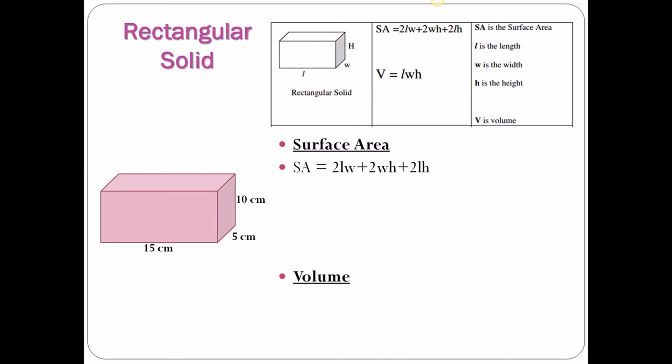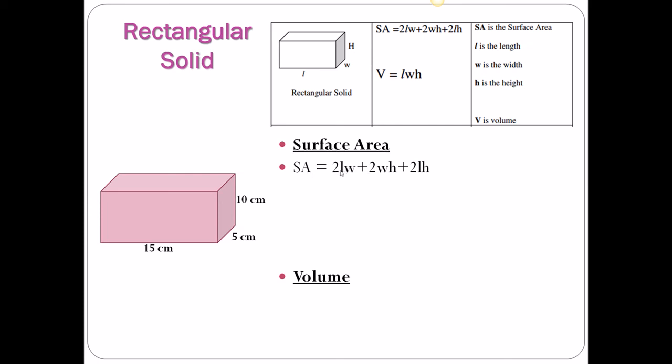Now, this formula may seem overwhelming because there's a lot of letters and it's long, but write it down. And then just take your time and substitute in. So here we go. What is the length? I'm going to put in 15 right here for L. What's the width? I'm going to put in 5.